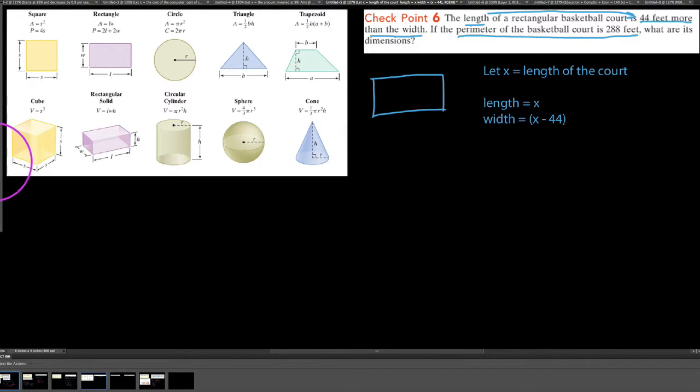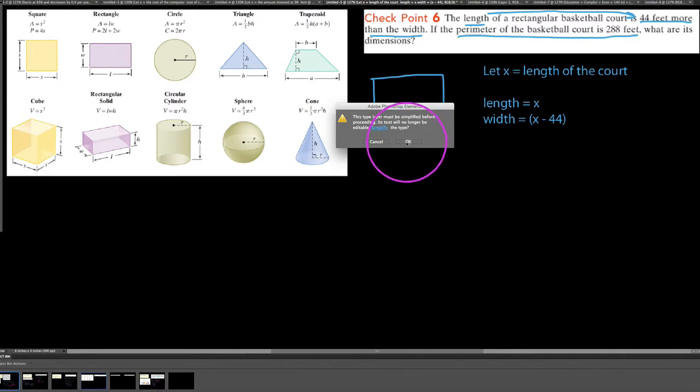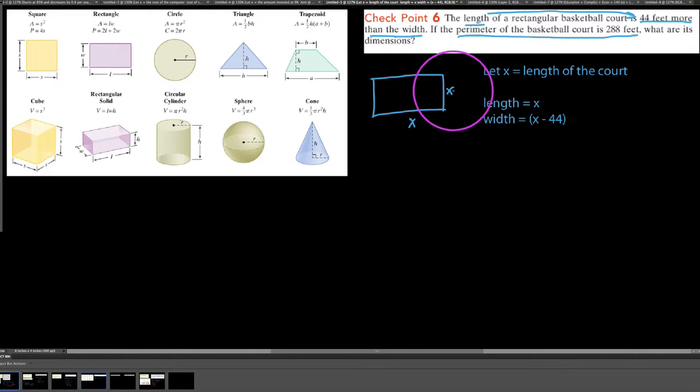But now that we have these two quantities, we can go place them in here, I'll draw on our picture here. So we have the length, we say, is x, and then this would be x minus 44. The width is 44 feet less than the length if the length is 44 feet more than the width. But this is what we have right here. Now what we're told is this: the perimeter of the basketball court is 288 feet. Okay, so we have the perimeter, we're given this information, is 288 feet.